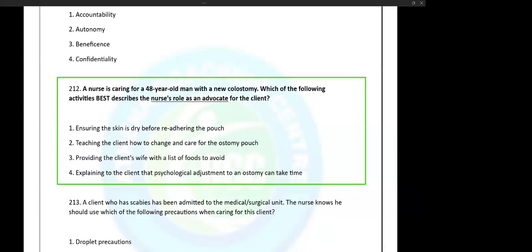We'll see. First one is ensuring the skin is dry before re-adhering the pouch. What does that mean? Before reapplying the pouch, you need to make sure that the skin is dry. Okay, it's a responsibility of a registered nurse. Second, teaching the client how to change and care for the ostomy pouch. Third is providing the client's wife with a list of food to avoid. Fourth, explaining to the client that psychological adjustment to an ostomy can take time.